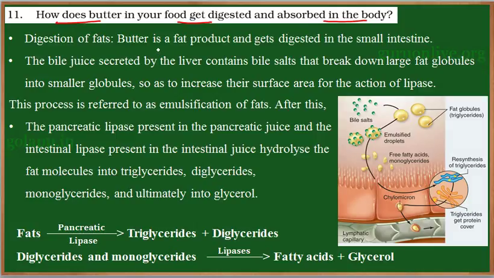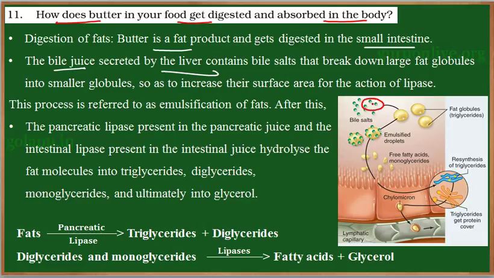Butter, which is a fat product, gets digested in the small intestine. The digestion of fat occurs in the small intestine, and previously we learned how bile juice is important for the digestion of fats. The bile juice contains bile salts. These are produced by the liver. So here we can see the bile salts.